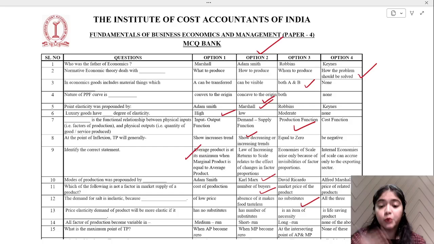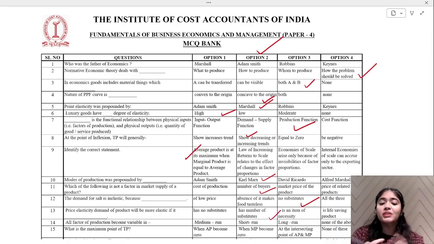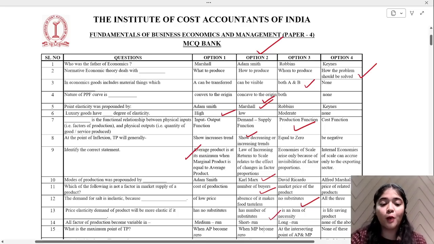Price elasticity of demand of a product will be more elastic if it, yes, tell me, has no substitutes, has number of substitutes, is an item of necessity, or is life saving. Elasticity of demand will be more elastic if, yes, has number of substitutes. Correct. So as the number of substitutes increases, the demand will be more elastic. Correct. Option number 2. All factors of production become variable in medium run, short run, in which run, long run, or none of the above.